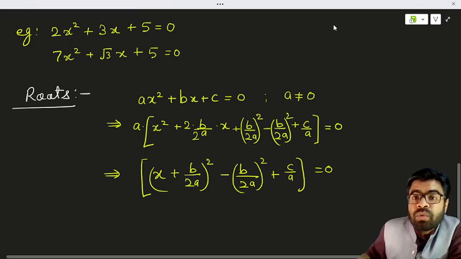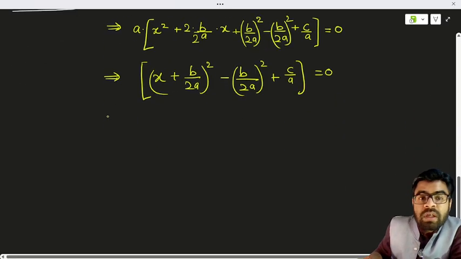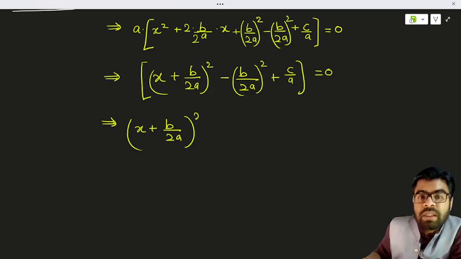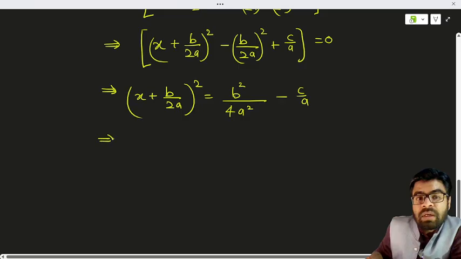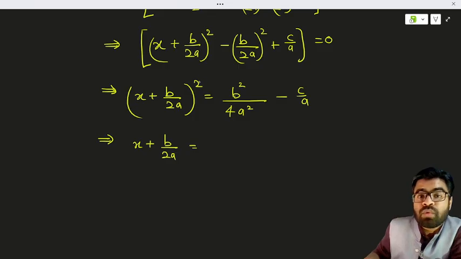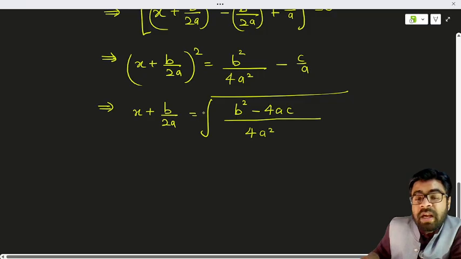So now what we have to do? We have to take this part to this side. So what we get here? Let's see. From here we are getting x plus b upon 2a whole square is equals to b square upon 4a square minus c upon a. So let's solve this. So we are getting x plus b upon 2a is equals to, because here there was a square, so now I have square root of, now I am taking the LCM of this, which becomes 4a square, here it becomes b square minus 4ac. Clear? And because it is a square root, I am taking plus and minus sign here.